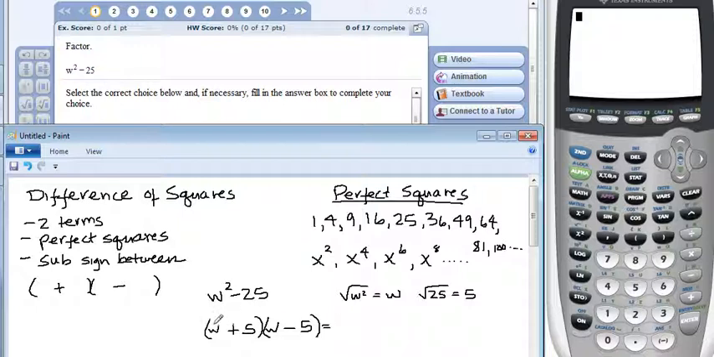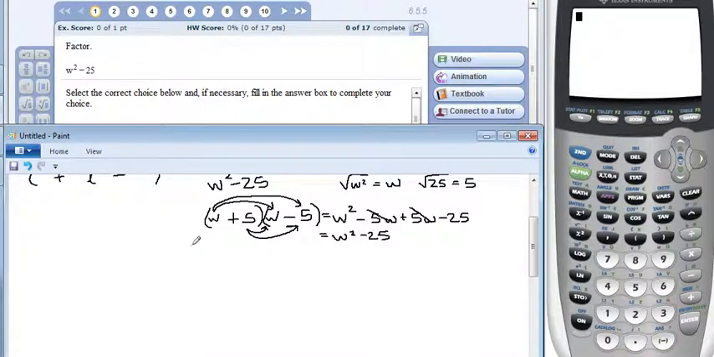Refoil to verify. Here's my w squared. My outside term is a negative 5w. My inside term is a positive 5w. And my last is a negative 25. Negative 5w, positive 5w, wipe each other out. All that's left is what I started with, w squared minus 25. Okay? Got real low there, sorry about that.